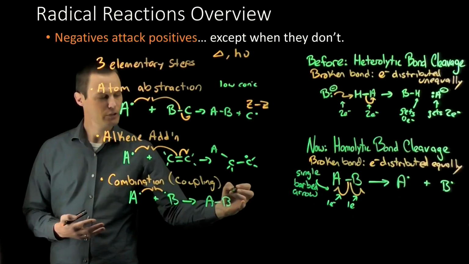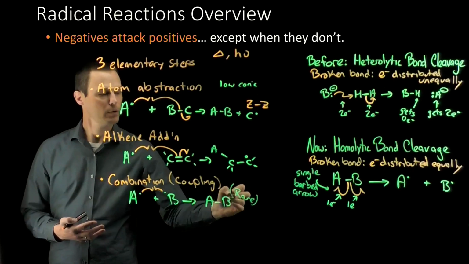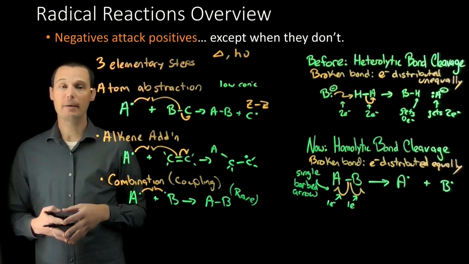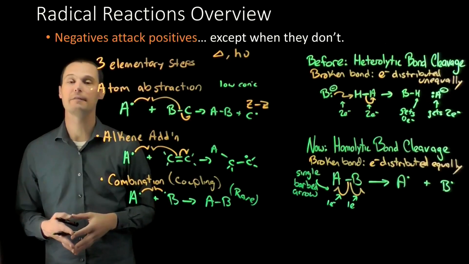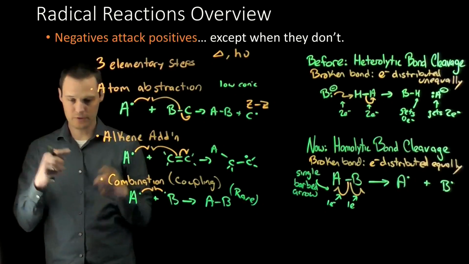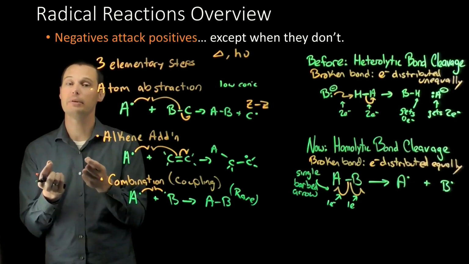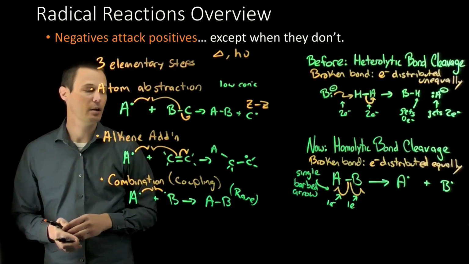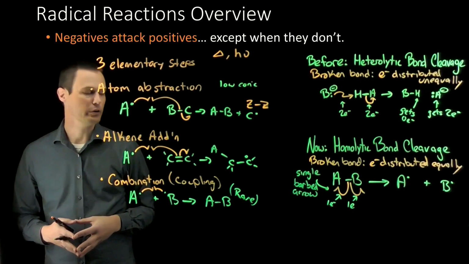Now, the thing about combination steps is that these are relatively rare. Remember, the concentration of any radical at any given time is low because the homolytic bond cleavage is an unfavorable process. So it's rare to even form 2 radicals. For 2 radicals then to swim around and find each other in solution is going to be even more rare. And then for them to combine in a coupling reaction, this is a fairly rare occurrence, but it can happen.